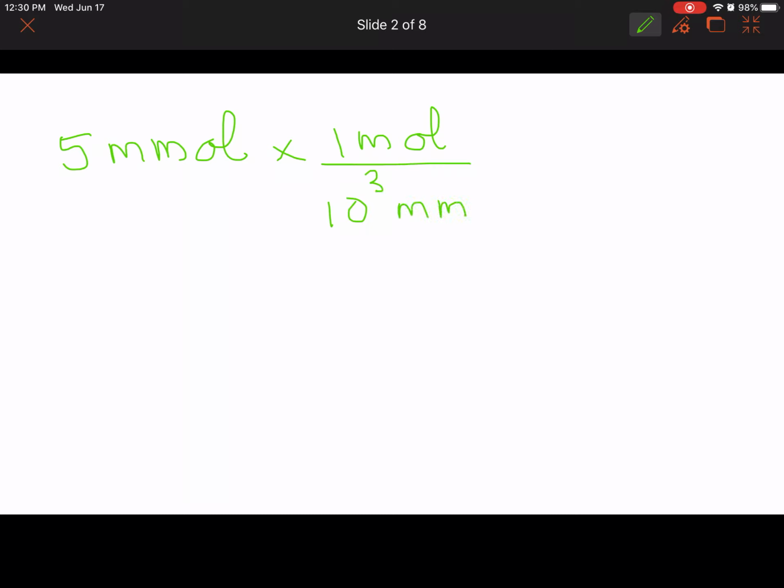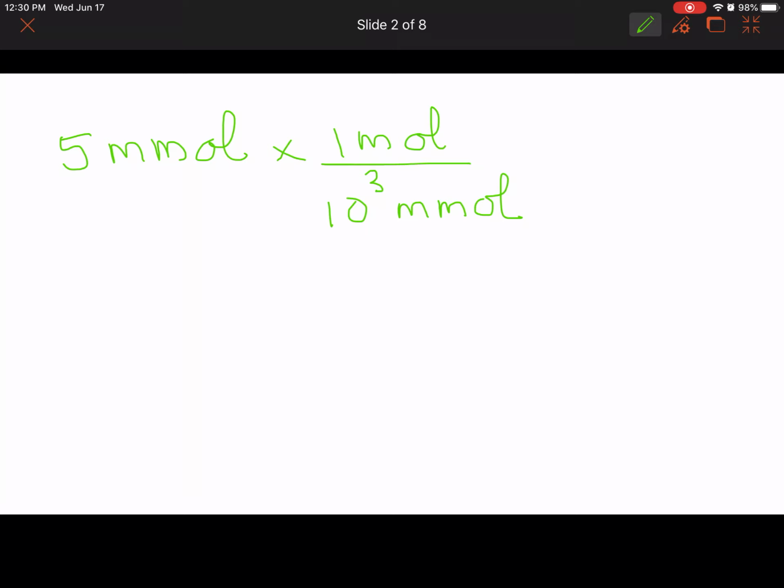So we're starting with 5 millimoles, and then we need to convert this to grams using the molar mass. Normally the molar mass is given in grams per mole, so you can convert millimoles to moles. How many millimoles are there in 1 mole? What does milli stand for? 10 to the power 3 millimoles equals 1 mole.